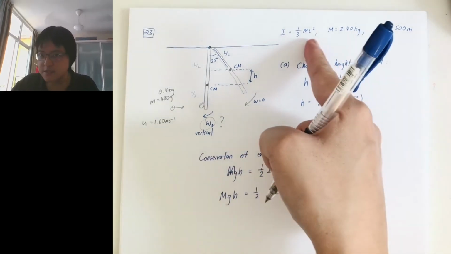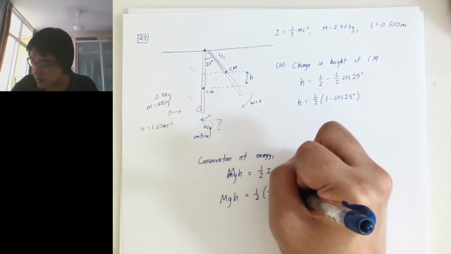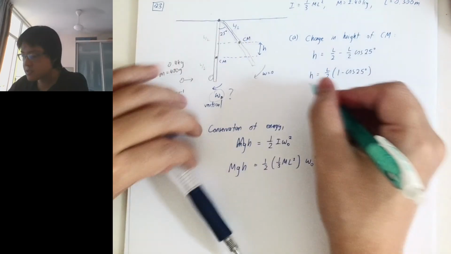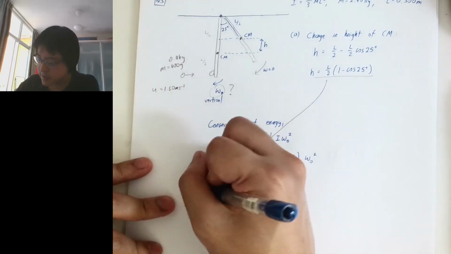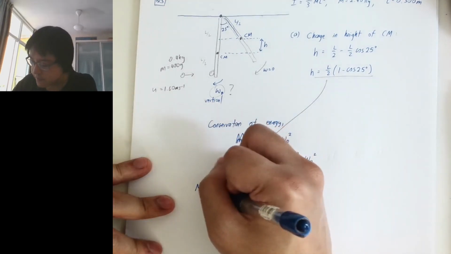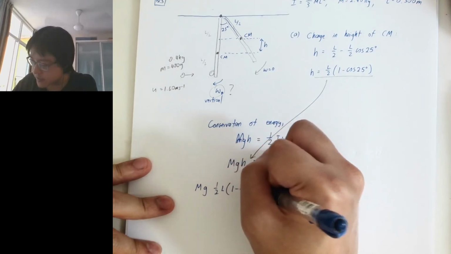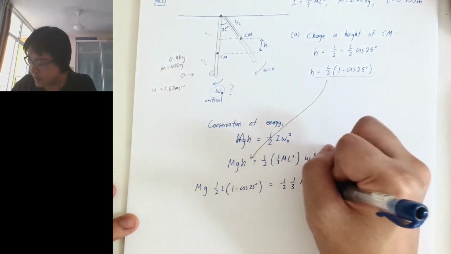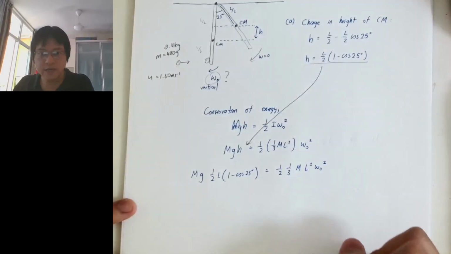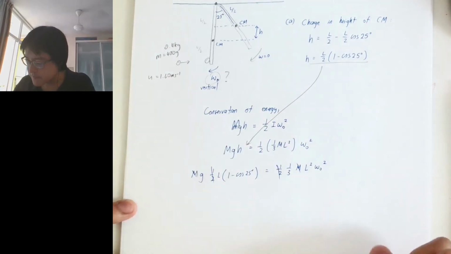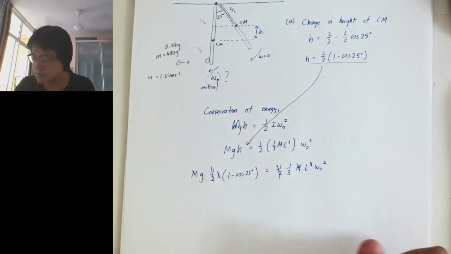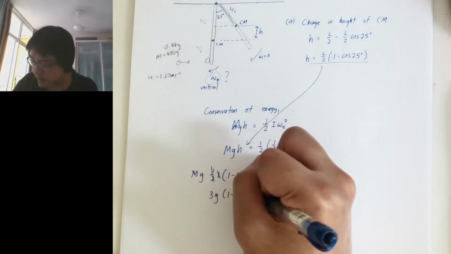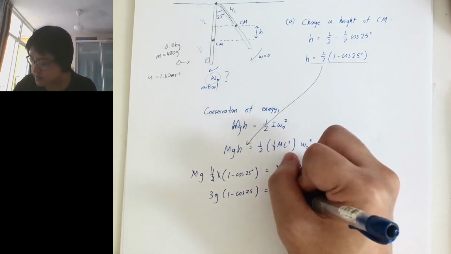My moment of inertia is 1/3 M L squared, and omega 0 is what we want to calculate. The h is here, so we put the h in. So M g, the h is half L times 1 minus cosine 25, equals half times 1/3 M L squared omega squared. I can do some cancellation: half and half, one L cancels with one L, and the 3 I bring over, so I get g times 1 minus cos 25 on this side, and L omega 0 squared on the other.